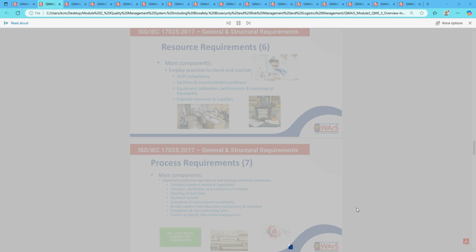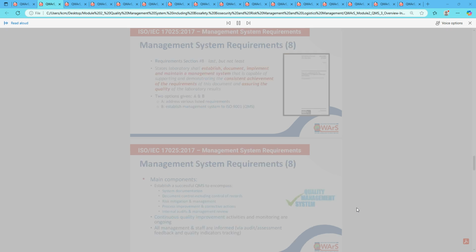16. ISO/IEC 17025:2017 Management System Requirements. Clause 8, Management System Requirements. Last but not least, it states laboratories shall establish, document, implement, and maintain a management system that is capable of supporting and demonstrating the consistent achievement of the requirements of this document and assuring the quality of the laboratory results.